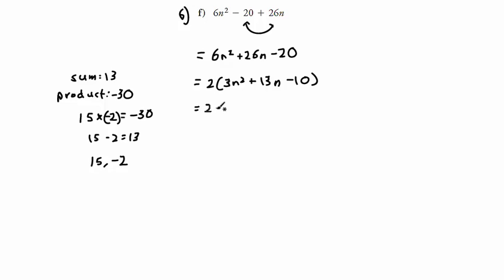So when we break up the middle term, we get 3n squared plus 15n minus 2n minus 10. In the first two terms, we can factor out a 3n. We're left with an n from there, and 3 goes into 15 5 times, and we factor out an n from an n, so we're just left with 5. Here we can just factor out a minus 2, and we're left with n plus 5.